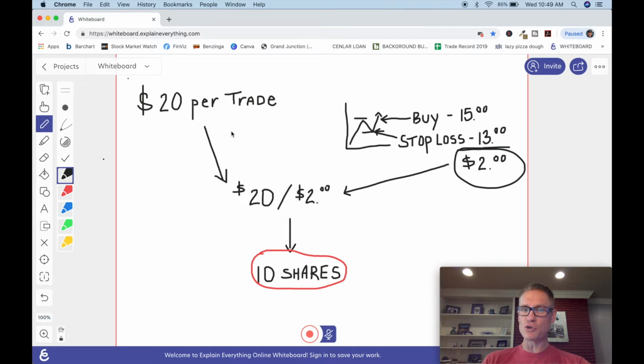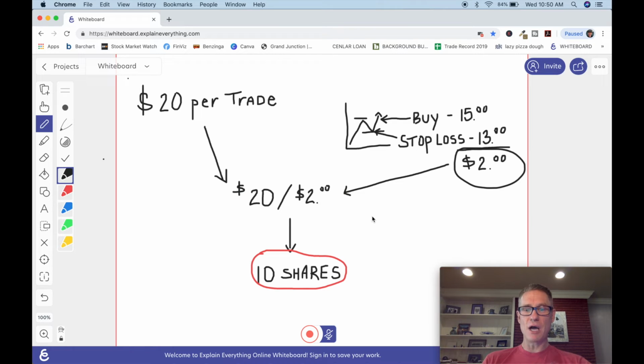So if we're risking $20 on this trade that we just chose, this could be 50, this could be 500, it could be 10,000. We're just choosing 20 because we're a new trader and we shouldn't be risking more than 5 or 10 or $20 per trade. If I divide my $20 by my stop loss, which is $2, I get 10. That's how many shares I would buy of this $15 stock to only risk $20.